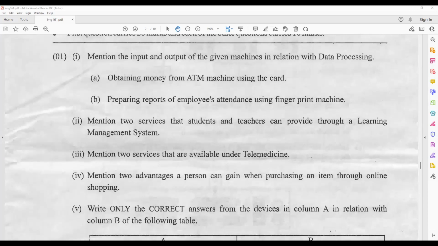No one knows the answer for the first one. Part 1, A and B. When you're ready, raise your hands. Okay, Imash, raise hands. Think about what is the input, what is the output, that's all.